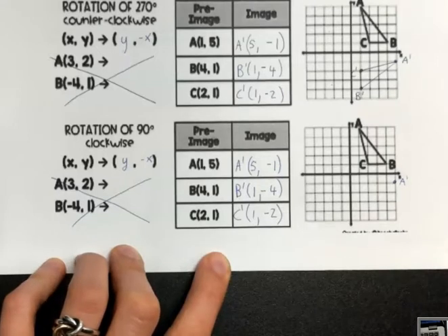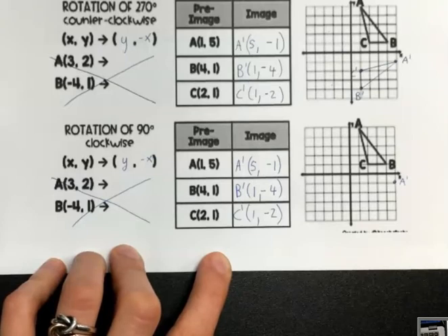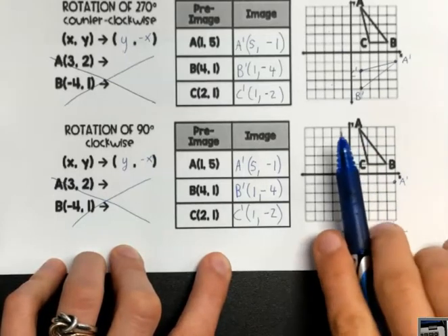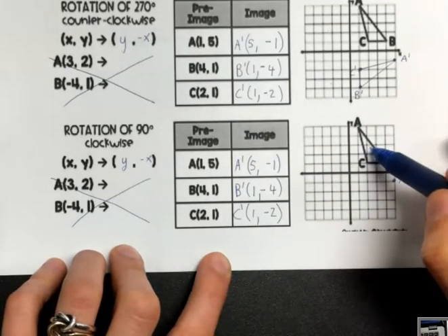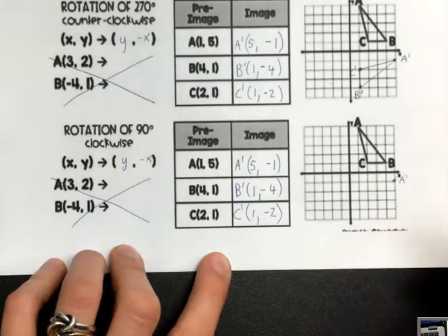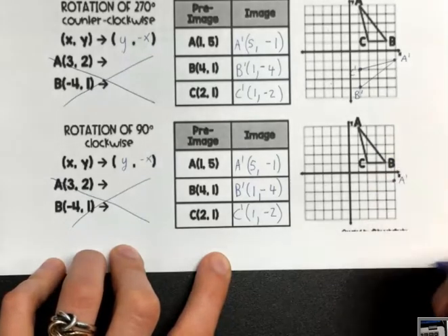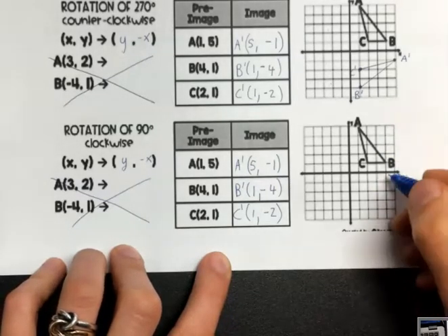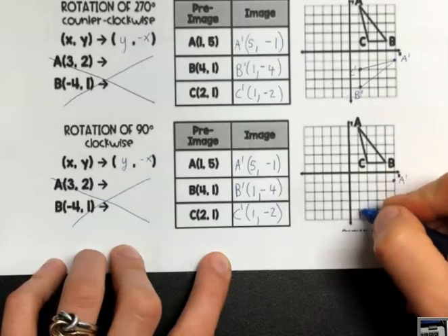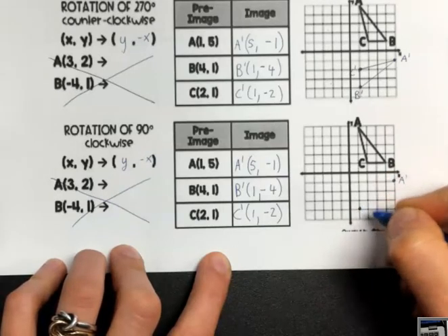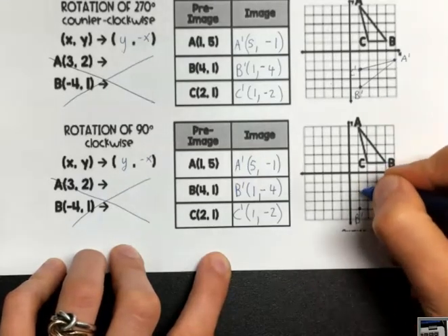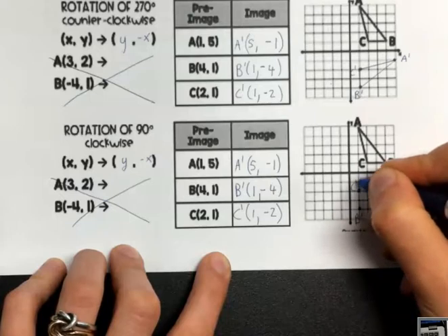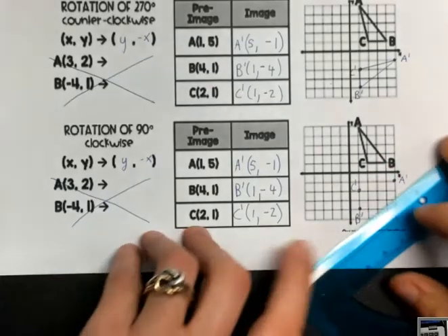Let me go ahead and use logic to see whether I know where it's supposed to end up. So if I'm going clockwise, let's see, I'm imagining a clock. Clockwise is this way. So clockwise 90 degrees, I should end up here. Okay, so far so good. We're ending up right there for A prime. B prime, 1, negative 4. And C prime, 1, negative 2. Connect the dots.